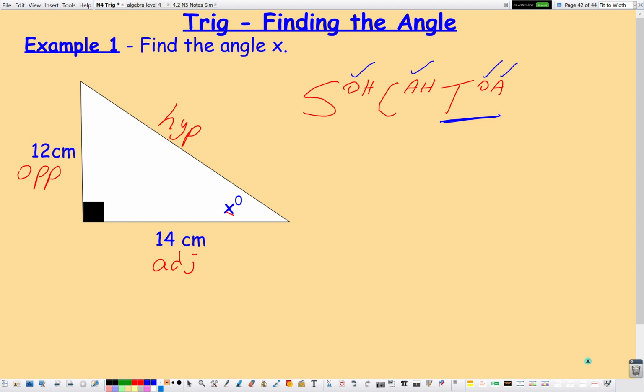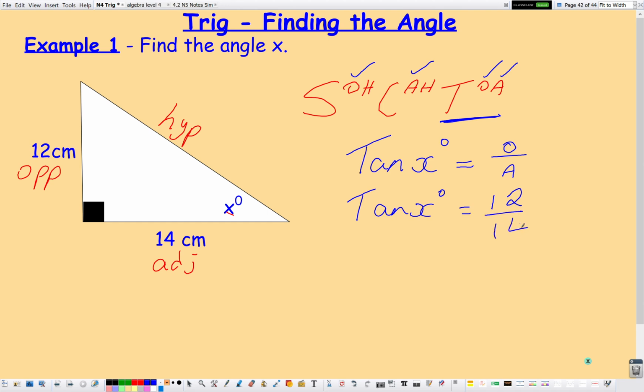So again, no different from before. We are writing down what the ratio is. It is the tan of, this time the angle is x, and that is equal to the opposite side over the adjacent side. So it is the tan of angle x degrees equals the opposite side, which is 12, divided by the adjacent side, which is 14.